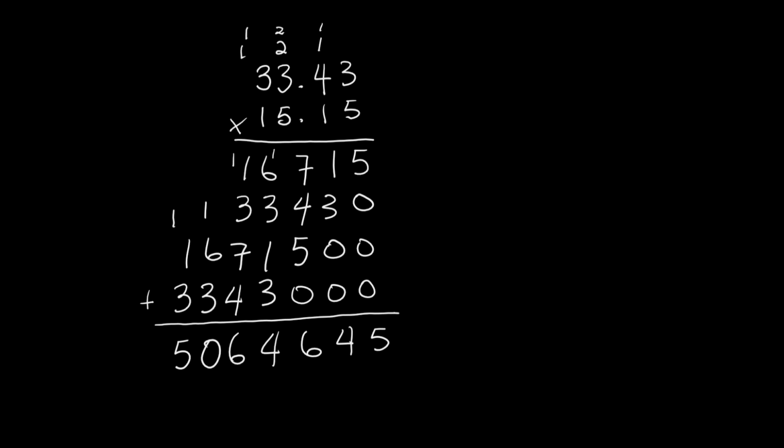Now, we need to find where we will put our decimal point. And to do so, we need to decide how many numbers are behind the decimal points up here. And so we have 1, 2, 3, 4. So we should have 4 numbers behind our decimal point down here. So 1, 2, 3, 4. And so our decimal point should go right here. And our final answer would be 506.4645.